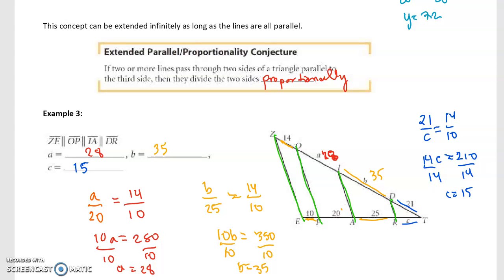Okay, so that's how you extend this idea over and over again. This concludes section 11.7, and if you have any questions, I can answer them.